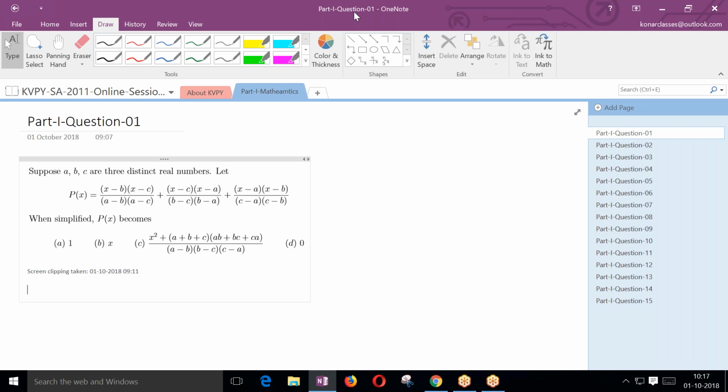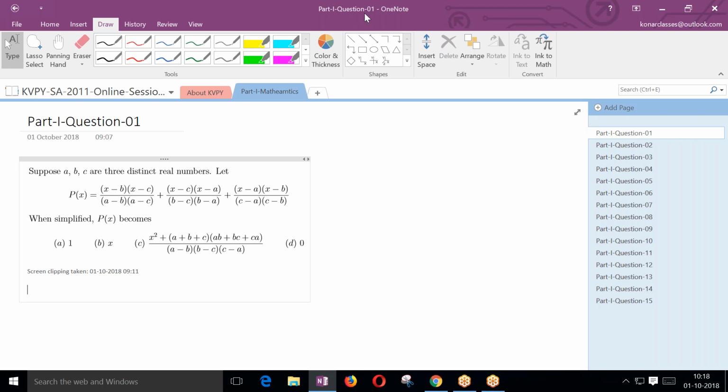Suppose a, b, c are three distinct real numbers. Let P(x) equal to (x minus b)(x minus c) divided by (a minus b)(a minus c), plus (x minus c)(x minus a) divided by (b minus c)(b minus a), plus (x minus a)(x minus b) divided by (c minus a)(c minus b). If we simplify P(x), then what will be the simplified value of P(x)? That is the question.